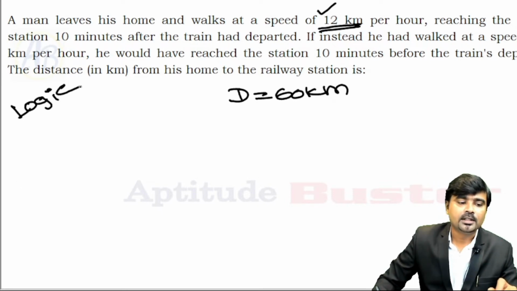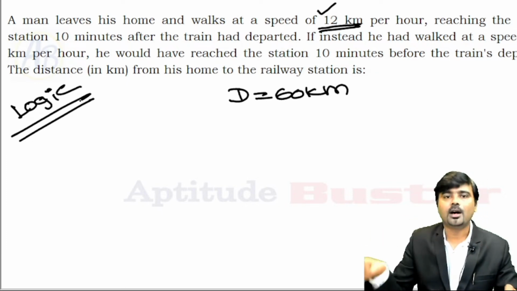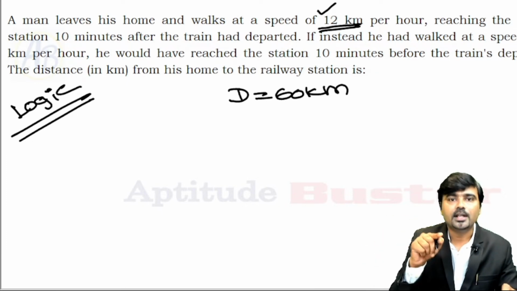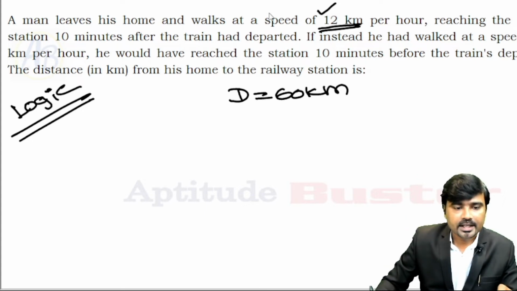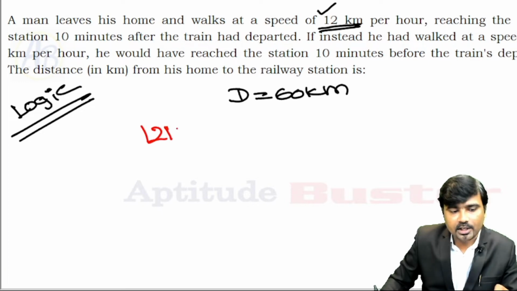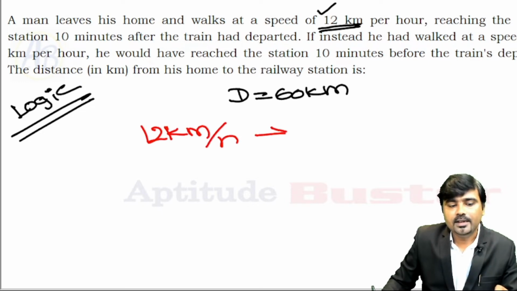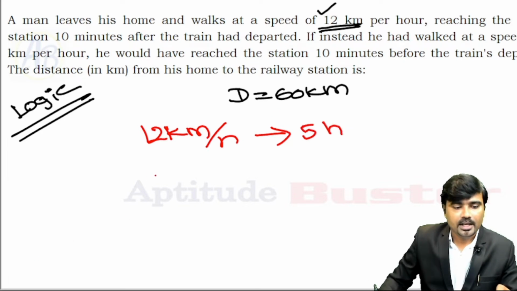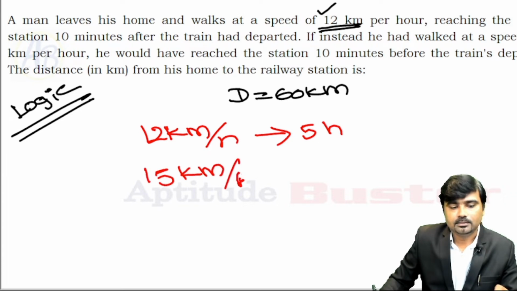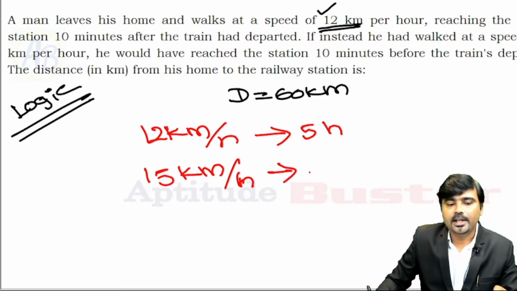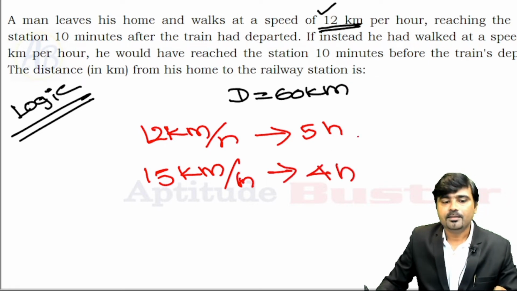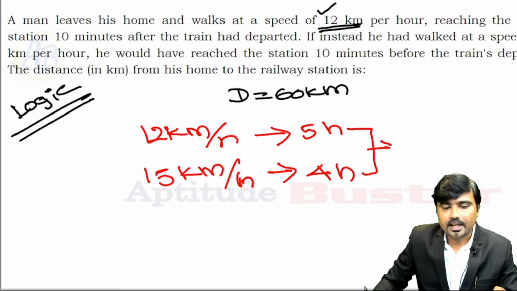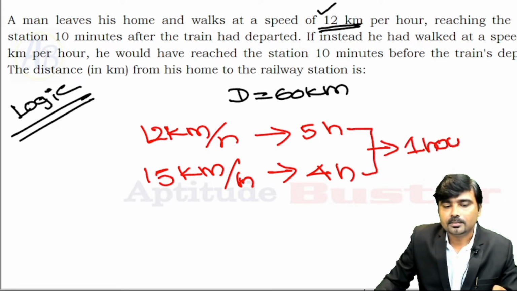What's the logic here? Even if you walk 12 km per hour or 15 km per hour, there is no change in the distance. Now, if he walks at the rate of 12 km per hour, he will take how many hours? 5 hours to reach the station, right? Okay, next one, if he walks at the rate of 15 km per hour, how much time will he take? 4 hours, right? What's the time difference here? The time difference is 1 hour, right?